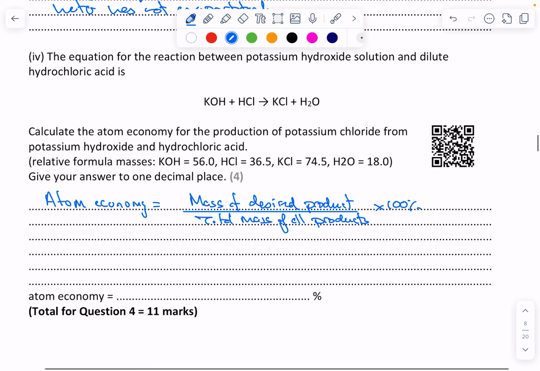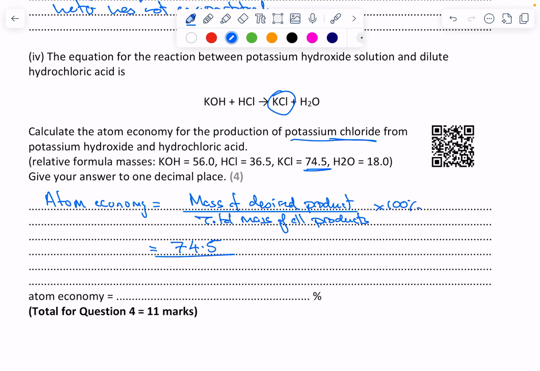Okay, and last little bit, we now got to calculate atom economy. So here's my equation. It's the mass of desired product divided by the total mass of all products. So it tells us here, calculate the atom economy for potassium chloride. So this is my desired product, and the mass of potassium chloride is 74.5, and then we're going to divide that by the mass of all products. So it's 74.5 plus, we've also got water, which is 18, and then we times all that by 100.